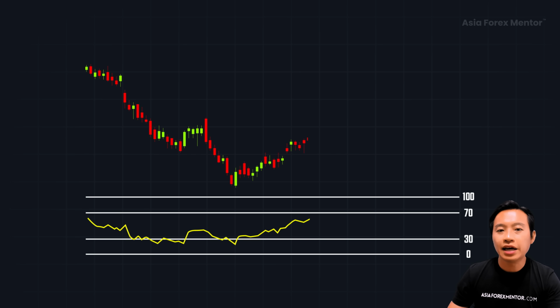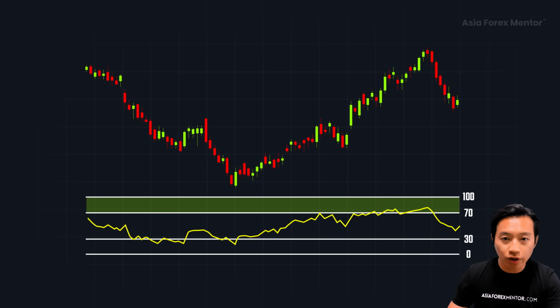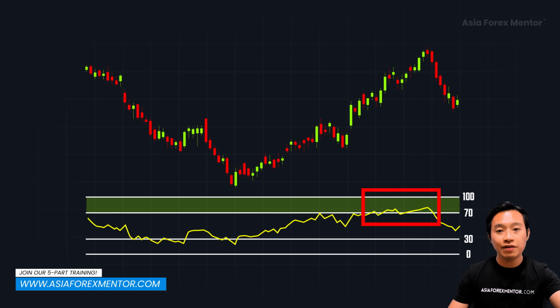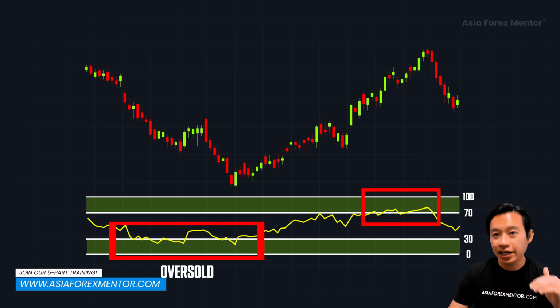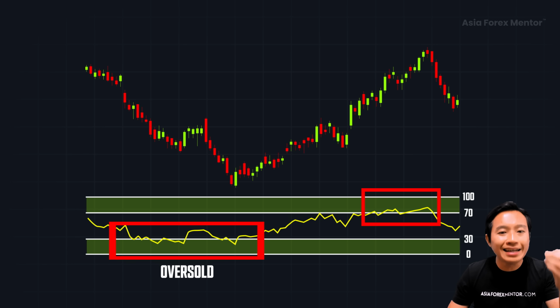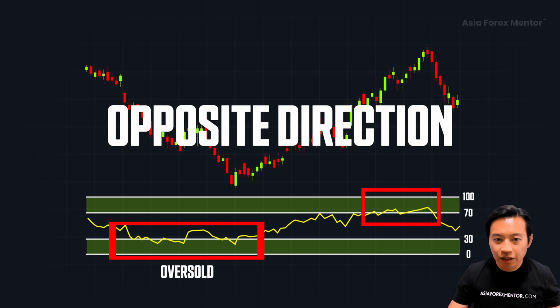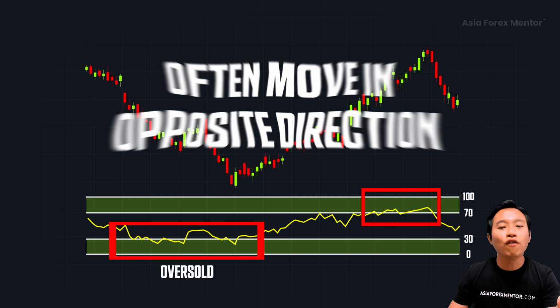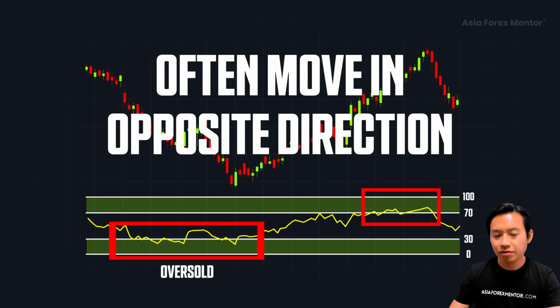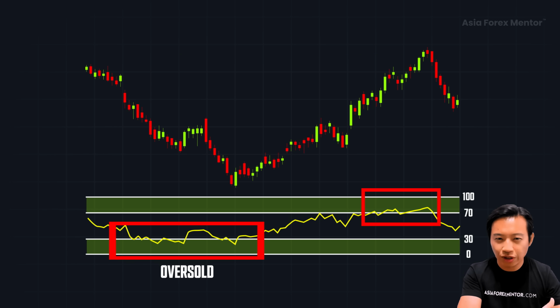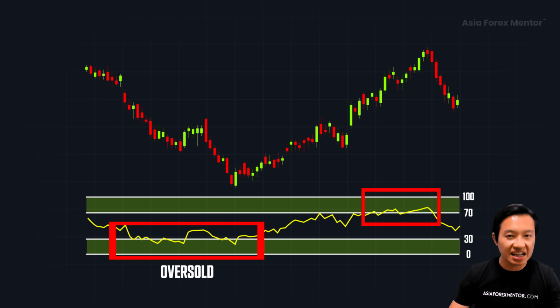All right, so the RSI typically is set to show overbought when it hits the 70 level and oversold when it hits the 30 level. So most people think that when price gets to this level, it will reverse. On the other hand, when price reaches this point, it often moves in the opposite direction. So while that is true, it doesn't really fully reflect what price does.